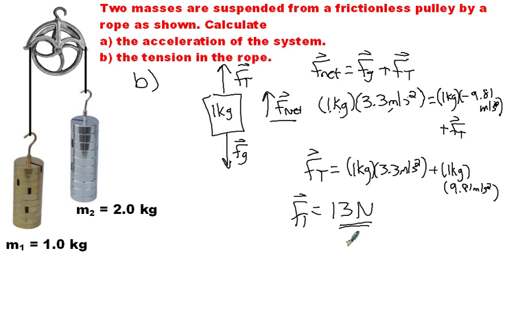And if you would have used the 2 kilogram block, you would have gotten the exact same answer. The only difference would have been your net force would have been in the opposite direction, and you would have been using a different mass, but you would have gotten the same tension. So hopefully now you have a better understanding of how Atwood's pulley works.